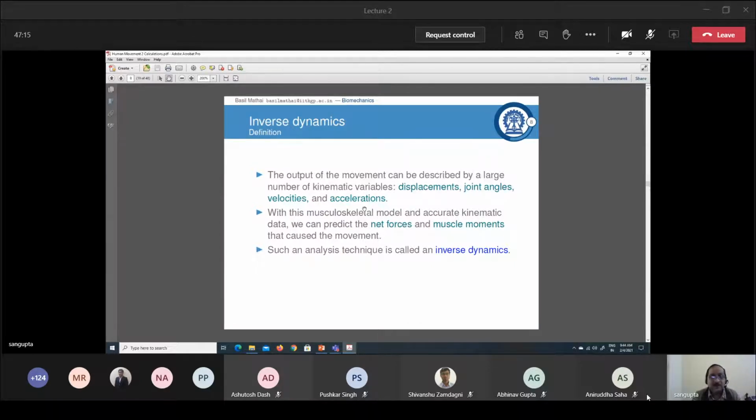Such an analysis is called inverse dynamics. Now, what is the difference between forward dynamics and inverse dynamics? In forward dynamics, you give a force and you calculate position, velocity, and acceleration. That is basically, position, velocity, acceleration are outputs of forward dynamics, isn't it?